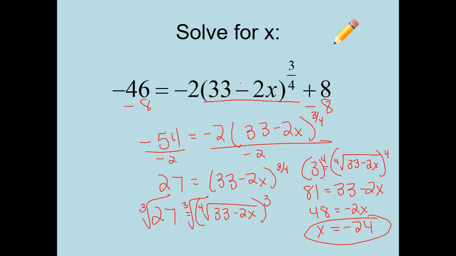So let's double check. Inside here, I'm going to have 33 plus 48, right? So inside I'm going to get 81 inside the parentheses. So I'm going to take 81 to the 3/4 power. I get 27. So right now I have negative 46 equals negative 2 times 27 plus 8. So negative 2 times 27 is negative 54. I add 8 to that. I get negative 46, just like I wanted. So this one checked out beautifully as well.